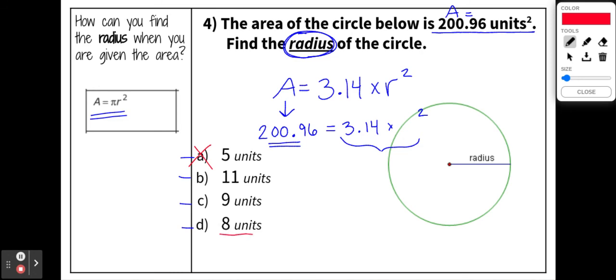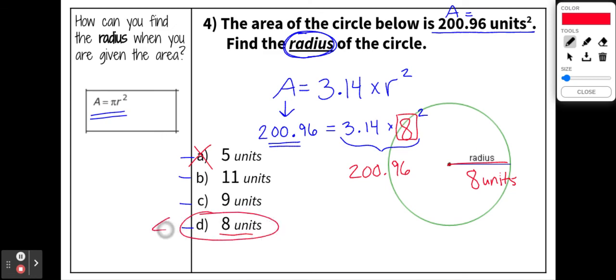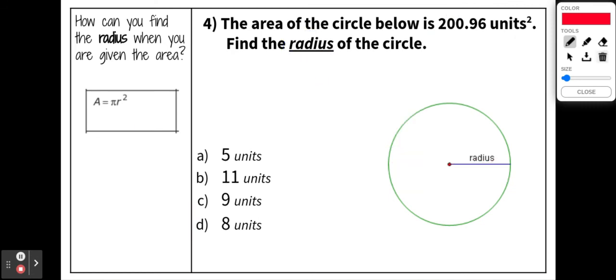8's bigger than 5. Let's go with 8. We don't have to try them in order. All right, so 3.14 times 8 squared. Oh my goodness, I get it. 200.96. That's it. So 8 is the radius I'm looking for. The radius right here of 8 units will get me the area that I'm looking for. So my answer is answer D, 8 units. So I'm just going to play around and guess and check with the formula. All right, that was kind of fun, working backwards.